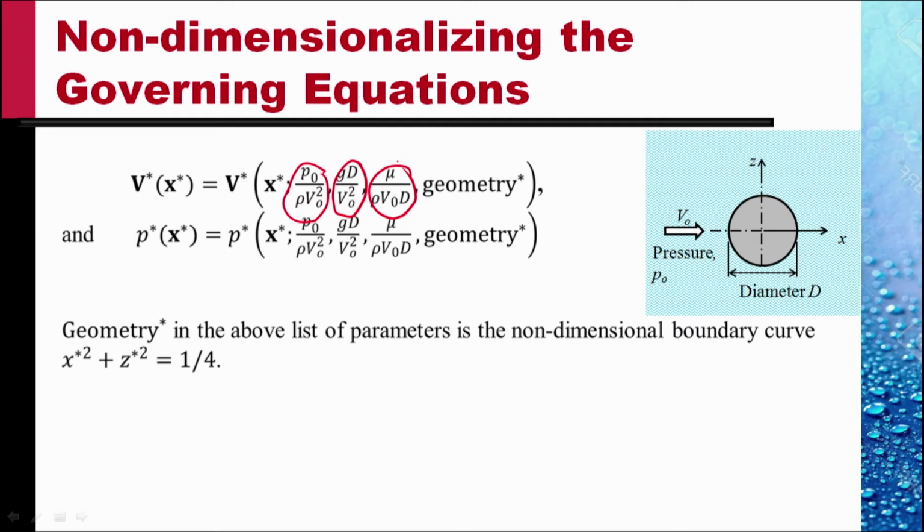The geometry in the above list of parameters is the non-dimensional boundary curve x star square plus z star square is equal to 1 by 4, the equation of the circular surface of the cylinder. To me, that's a big advancement. From 6 independent parameters plus geometry, we have now come down to 3 groups of independent parameters.